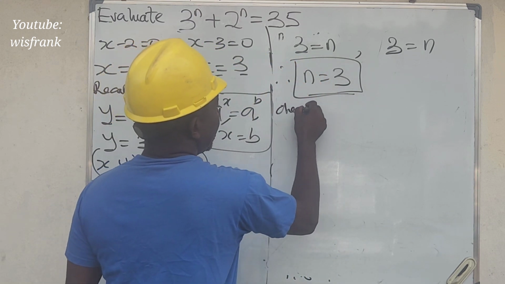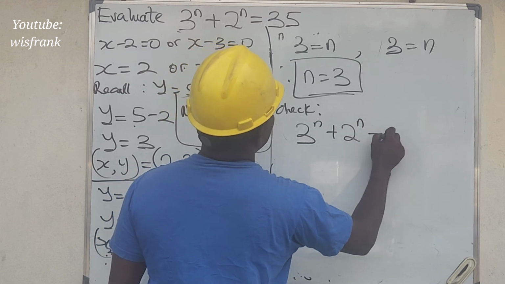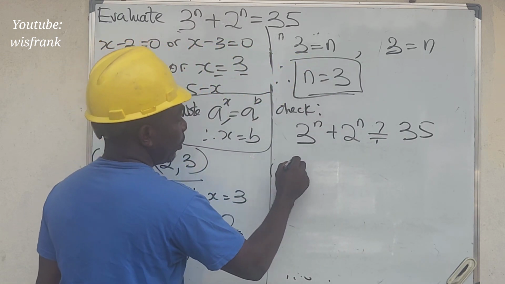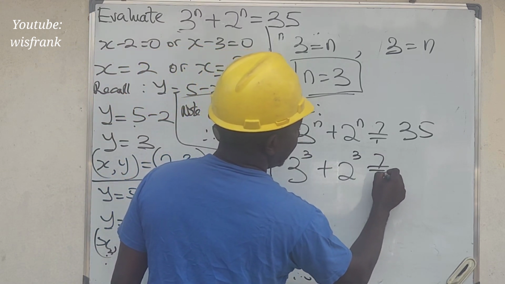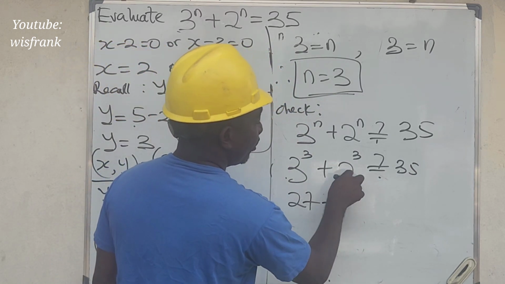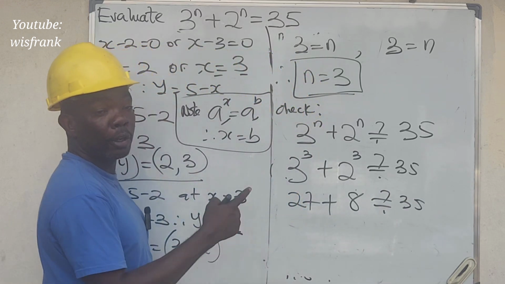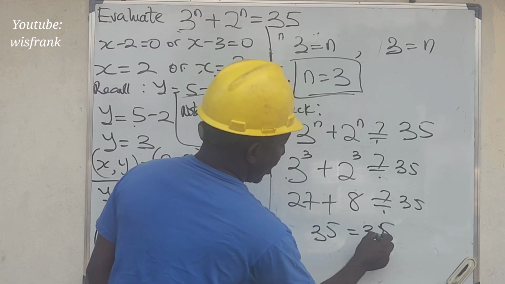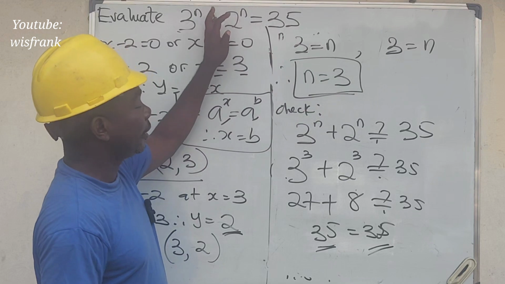So we say check. When we are given 3 to the power of n plus 2 to the power of n, when we add this, will this equal 35? Our value of n is 3, so we have 3 to the power of 3 plus 2 to the power of 3. 3 to the power of 3 is 27, plus 2 to the power of 3 is 8. 27 plus 8 will give us 35, equals 35. So what we have on the left hand side is what we have on the right hand side. Therefore, n equals 3 satisfies this expression.